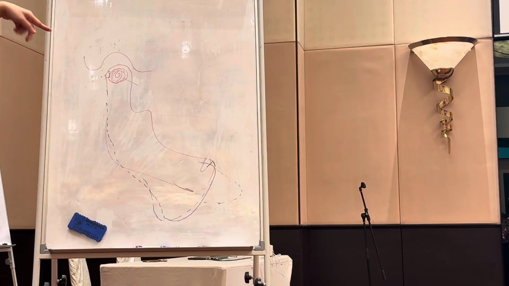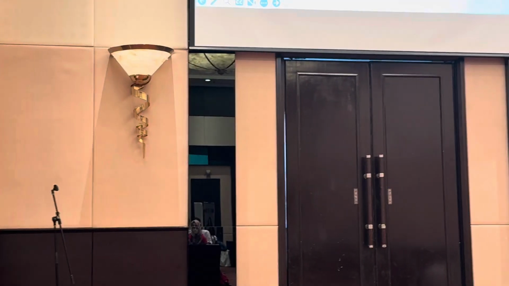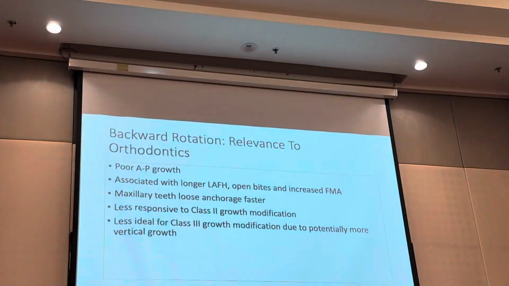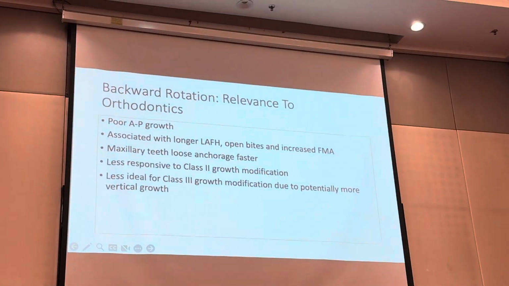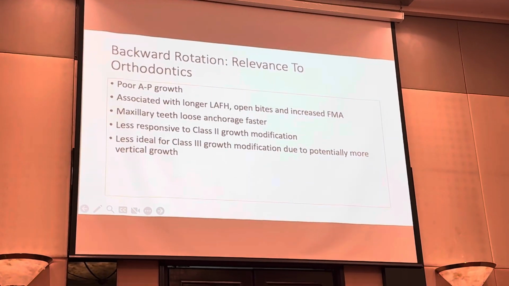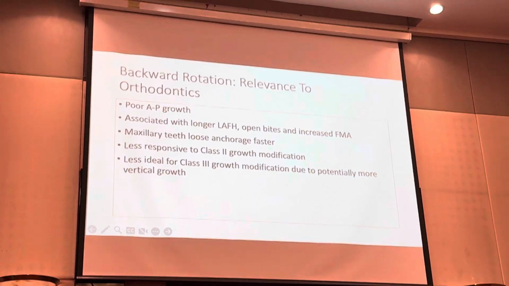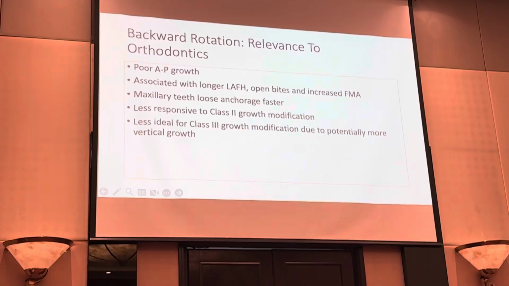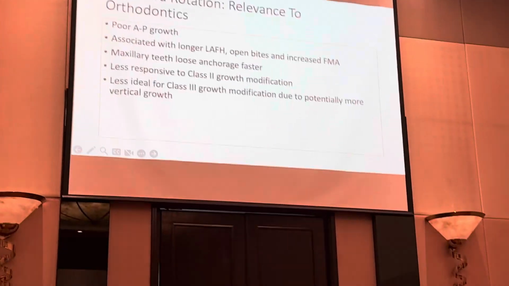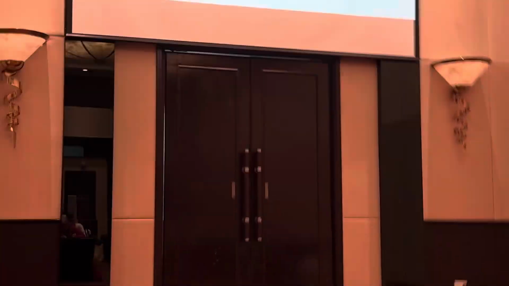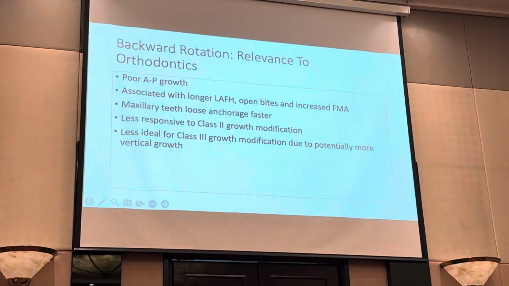So what does it mean for backward growth rotation? Maxillary teeth lose anchorage faster. Usually backward growth rotators, their bite strength is not very good, so the PDL ligaments are not that strong. When you start to move teeth in these kinds of cases, they drift very fast. So space closure can be very fast. It can be a good thing, it can be a bad thing.